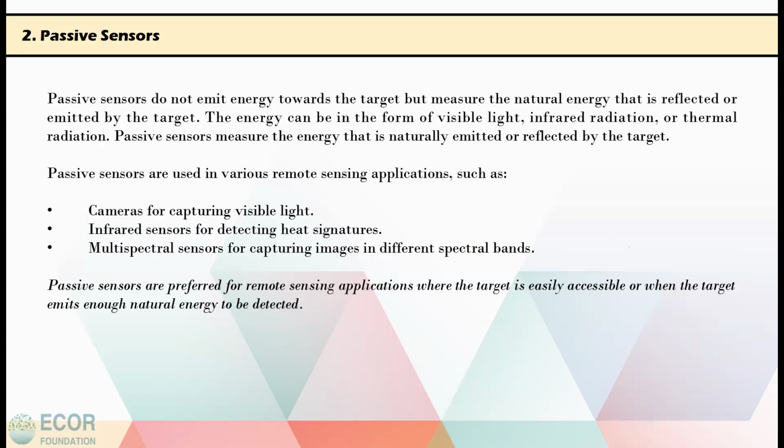So for example, we have cameras. Cameras don't have any own energy production, meaning no incident light production. We use the sunlight for the light sources. And we have infrared sensors, which also don't have their own energy source, which helps to detect the heat energy. Also, we have multispectral sensors, which are used to capture images in multiple light bands. So these sensors are ideally used for targets that emit enough natural energy, and it is very easily visible to the naked eye.